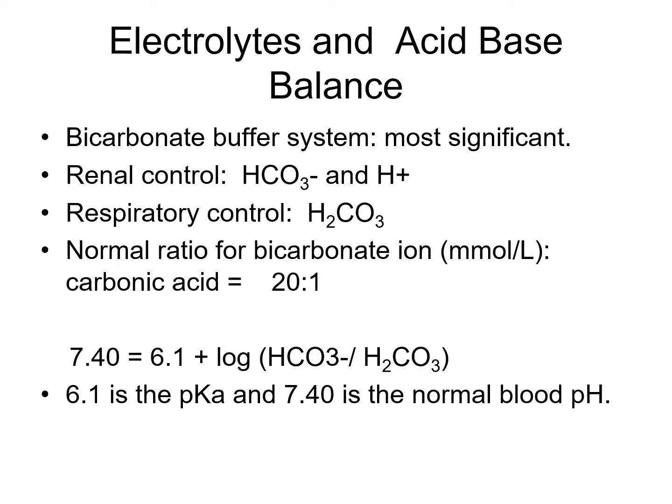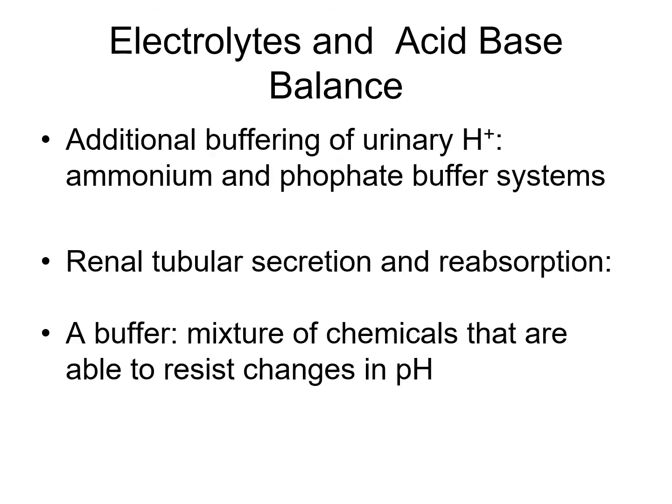The normal ratio for bicarbonate ion to carbonic acid is about 20 to 1. So using this equation, the value 7.4 is gotten from 6.1, which is the pKa, plus the logarithm of bicarbonate over the carbonic acid. So that would give you about 7.4.